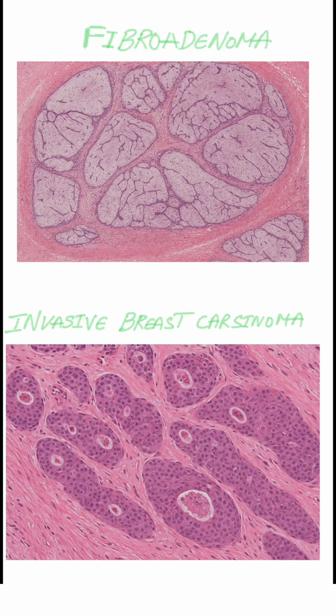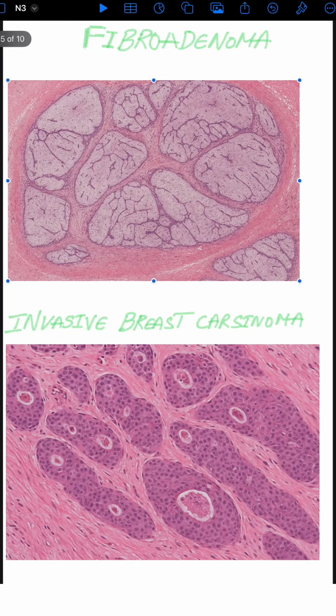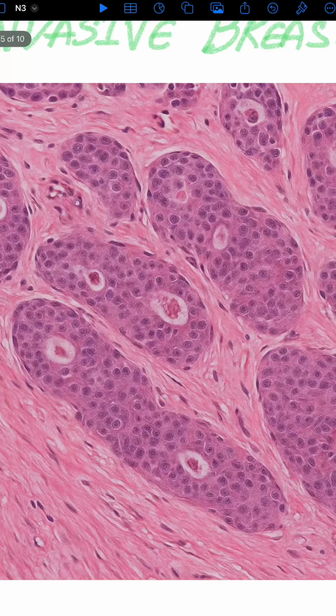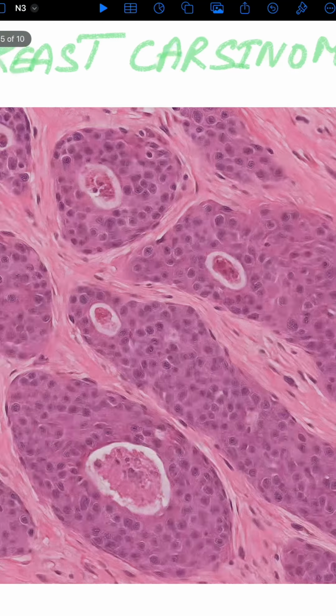And this is how a fibroadenoma looks under the microscope. You can see a well circumscribed tumor with stromal and epithelial proliferation. You can also see an invasive breast carcinoma. You can see these infiltrative malignant tumor cells are arranged in a glandular pattern here. You can see that the tumor cells are pleomorphic.